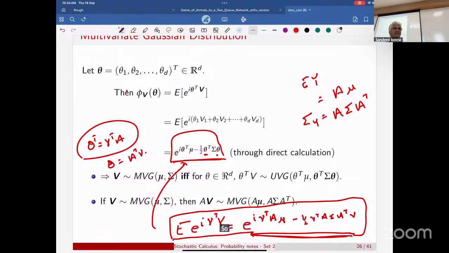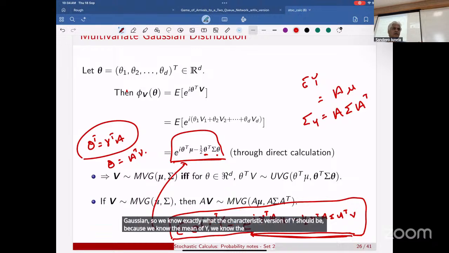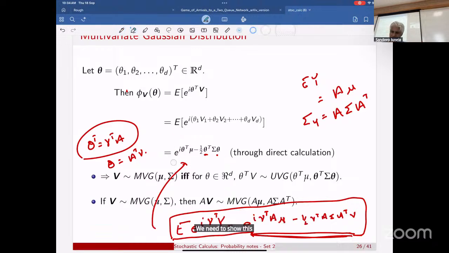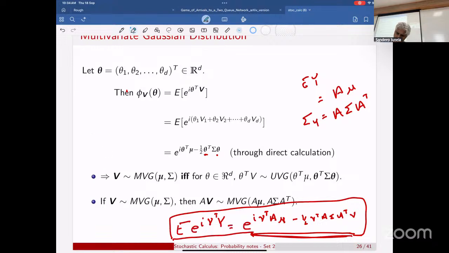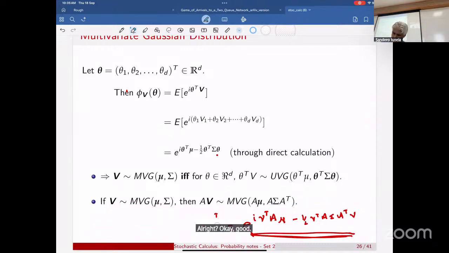So is this kind of clear? We just want to show that y is multivariate Gaussian. So we know exactly what the characteristic function of y should be, because we know the mean of y, we know the variance coefficient of y. We need to show this. We have this guy here. So now we simply plug in the right theta and we get our result. All right. Okay, good. Ready for a question in the quiz?